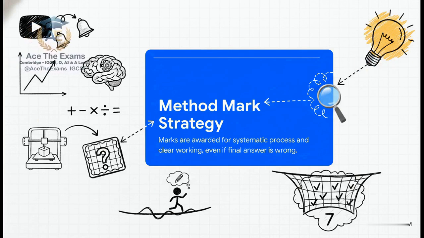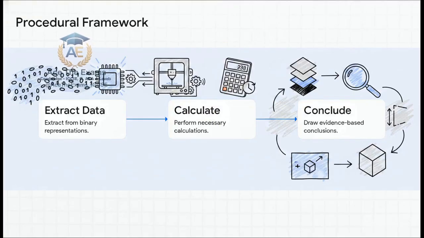Method marks are your ultimate safety net. If you don't write down your working, you're essentially walking a tightrope without a net underneath you. You have to prove to the examiner that your brain is following the correct sequence of logic, even if your calculator betrays you at the last second. Let's move to the next step and see how this builds.